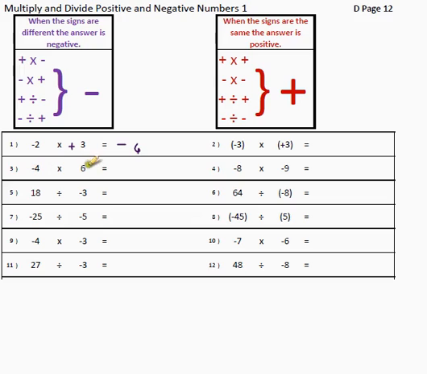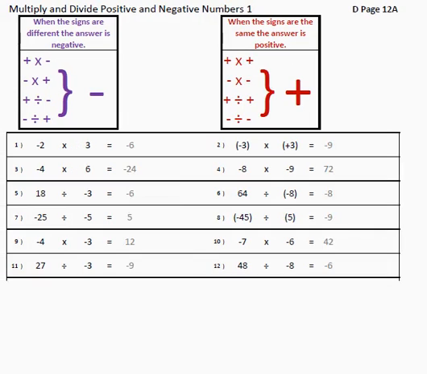Let's see. A minus times a plus is a minus. And 4 times 6 is 24. Pause the video, I'm moving on to the answers.